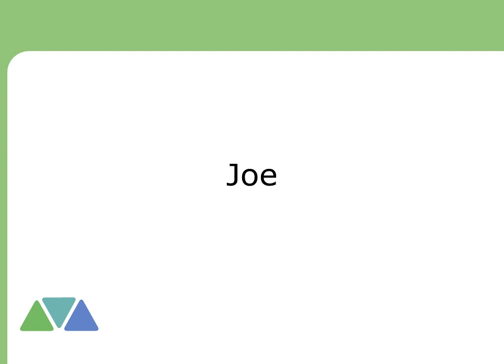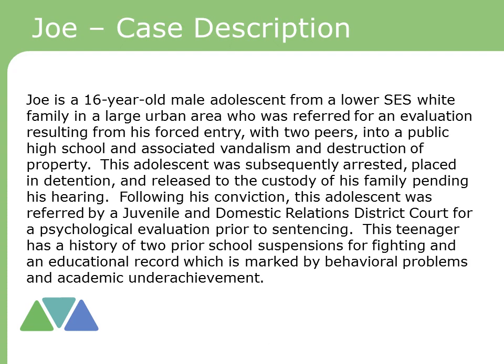And the next case that we'll try to take on is Joe. Joe is a 16-year-old boy from a lower white SES background in a large urban area. He was referred after getting arrested when he broke into a public high school and conducted some vandalism and destruction of property. He was arrested, placed in detention, and was released to the custody of his family pending his hearing. At that hearing, he was convicted. And following his conviction, this adolescent was referred by the Juvenile Domestic Relations District Court judge for a psychological evaluation prior to sentencing. That is the most frequent reason for a referral of an adolescent in the juvenile justice system.